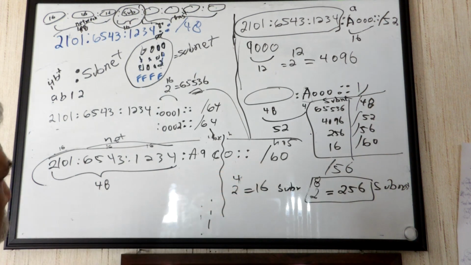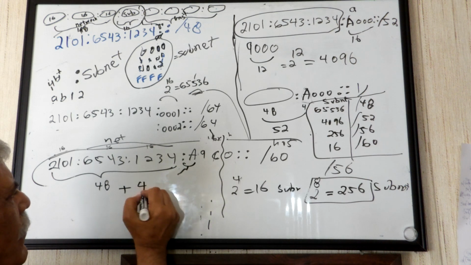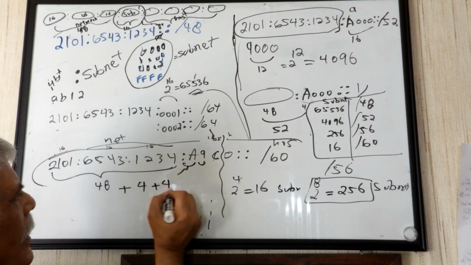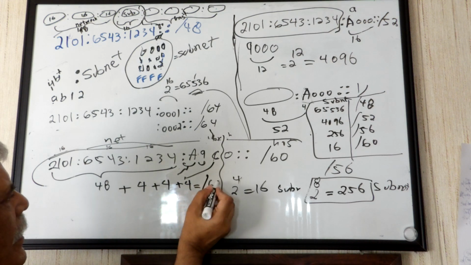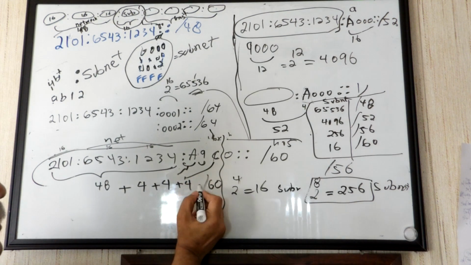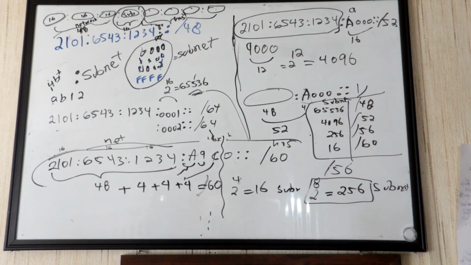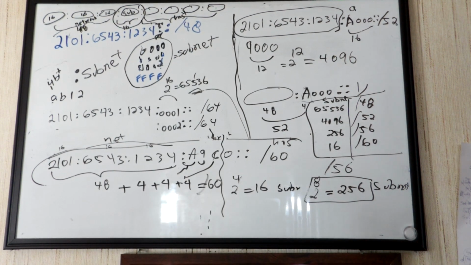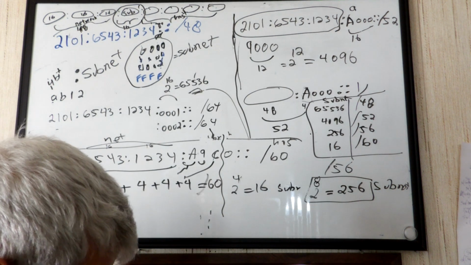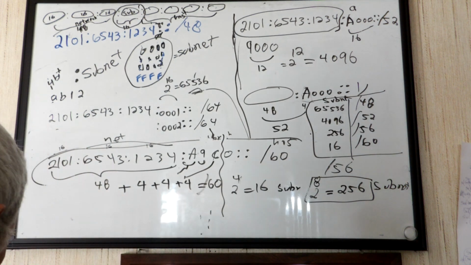Why is it 60 now? Okay, because you have 48 here, plus there is 4 bits, plus you have 4 bits, and this is another 4 bits, and this is another 4 bits. 12 is going to be 60. Okay? So all these show how many bits. But let's talk about the first and the last IP.